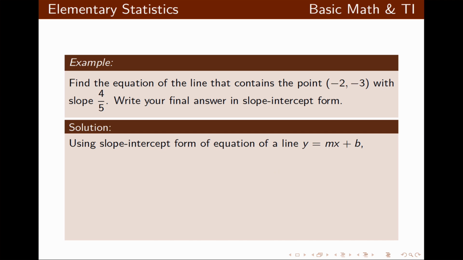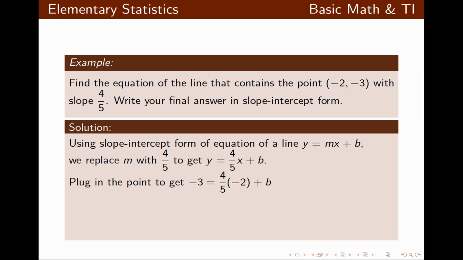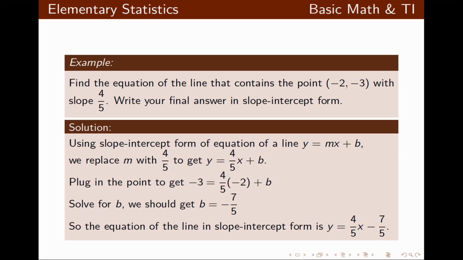So we already have this slope, so we're going to replace this slope by 4/5. Now we're going to plug in the point that is given to us. So for x, we're going to plug in -2, and for y, we're going to plug in -3. So we have an equation with b as the unknown. Use the LCD, solve the equation, and b becomes -7/5. So the equation of a line in a slope-intercept form is y equal to 4/5 x minus 7/5.